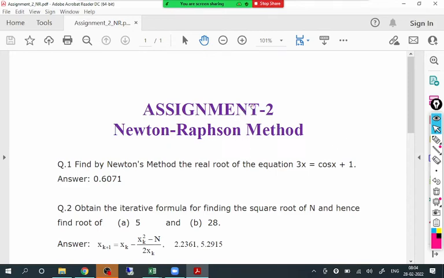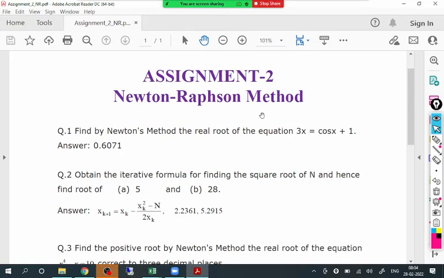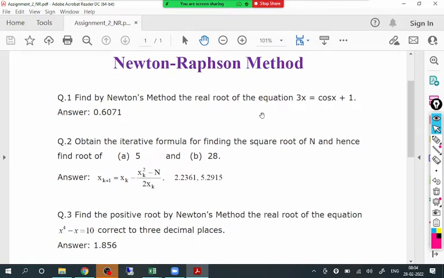Solutions that we are going to discuss for assignment 2, or tutorial 2. Only 3 questions are given on the Newton-Raphson method. The first thing: the Newton-Raphson method is a fast convergent method. It is generally a 2-digit convergence in one iteration. So quadratic convergence is there, you can say quadratic convergence rate is there.